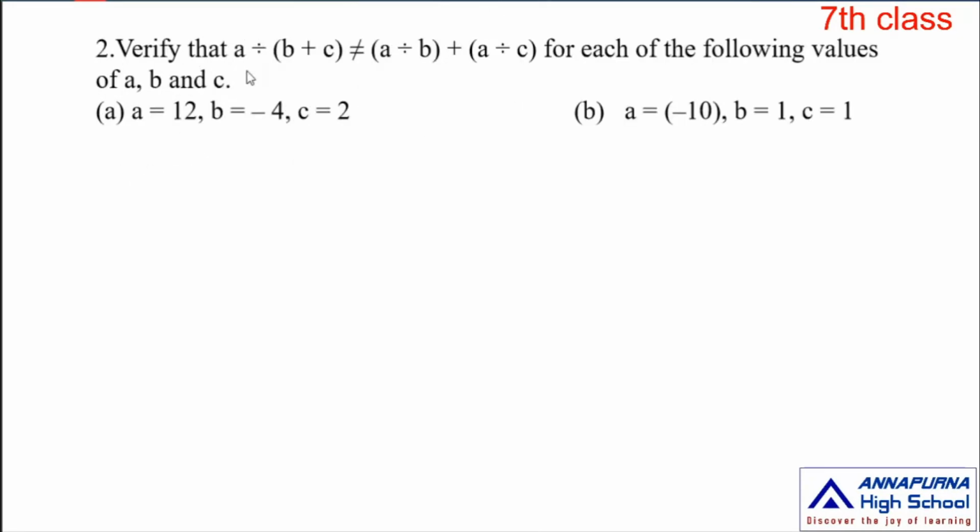Verify that A divided by (B plus C) is not equal to A divided by B plus A divided by C for each of the following values of A, B, C. So here it has given the values of A, B and C. Now, take the first one, that is LHS.